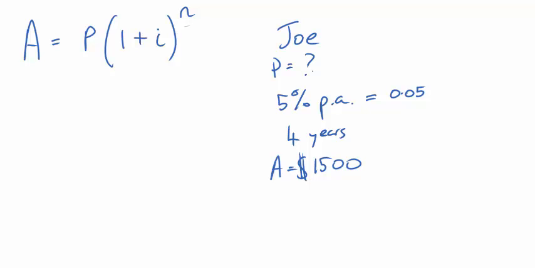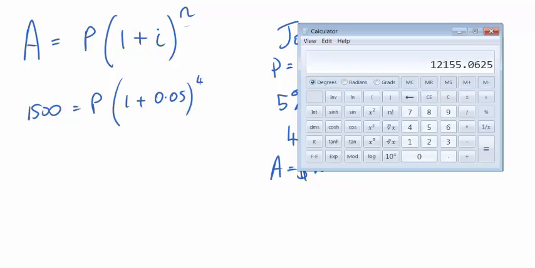Now the steps are almost the same. The first thing you've got to do is substitute everything that you know into the formula. In this instance, we know that A is 1,500. We don't know P, so we'll put P. And we know that the interest rate is 0.05. That's compounding yearly, so that doesn't need to change, and it's over 4 years. So we get our calculator up. And the value is 1.2155.